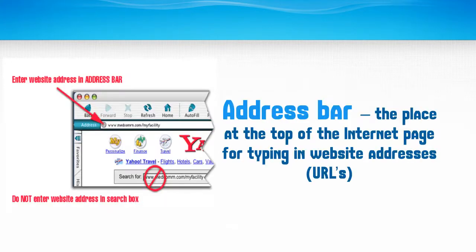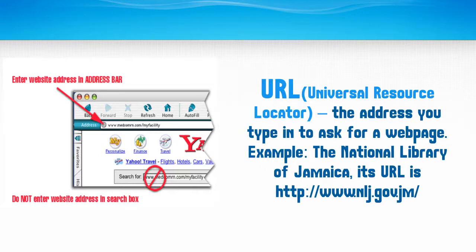The address bar is the place at the top of the Internet page for typing in website addresses you wish to visit. This is more commonly called a URL, which stands for Universal Resource Locator. For example, you wanted National Library of Jamaica. Its URL is as follows.